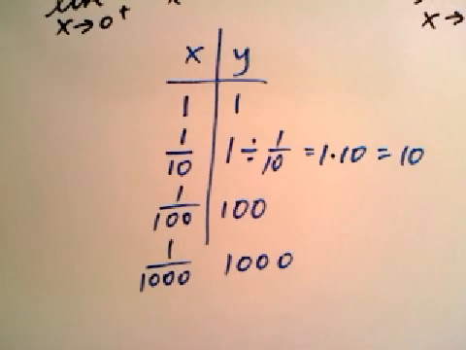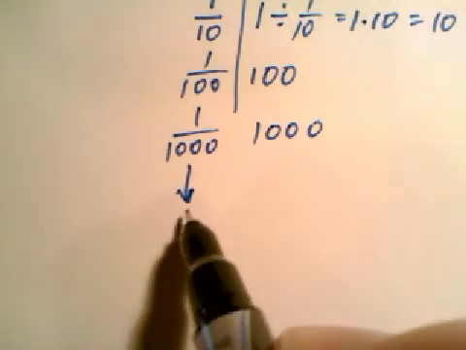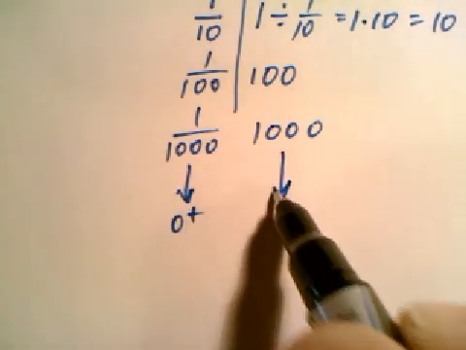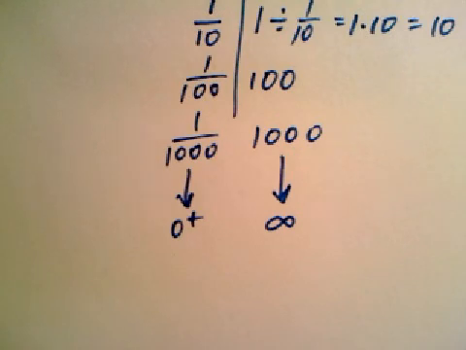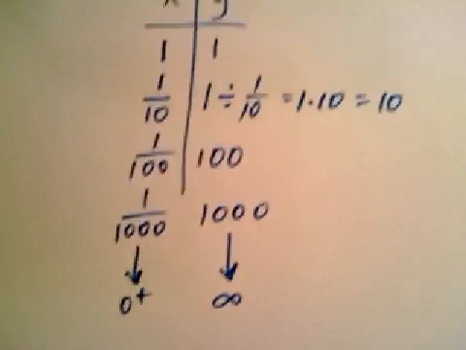So as you get really, really close to 0 from the right, we can see the y values are getting really, really big. And so as x gets closer and closer to 0 from the right, the y values are approaching infinity. You can get as close to 0 as you want and continue to grow that value of y. And that's why the limit is infinity. Okay? So let's take a look at the next one.